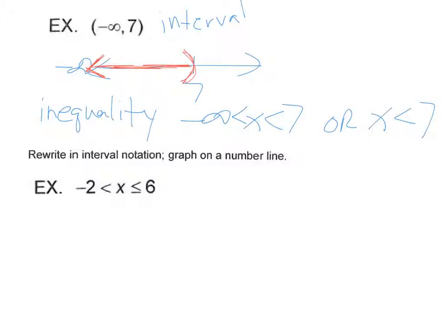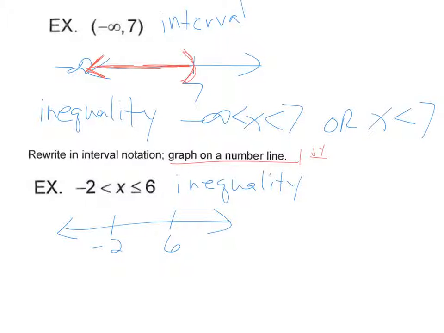The next example starts with inequality notation, and we're asked to rewrite it in interval notation and also graph on the number line. I think it's easier to graph on the number line first and then write it in interval notation. So the number line starts at -2, stops at 6. The -2 does not have an equal to, so parentheses. The 6 does, so bracket. And then the x is trapped in between, so our line runs in between.